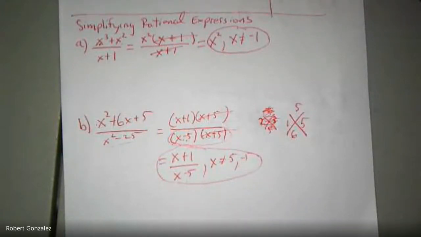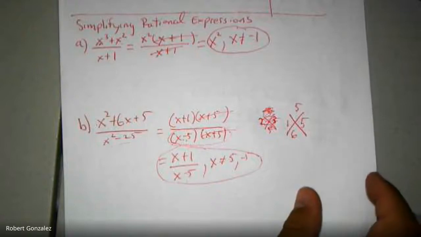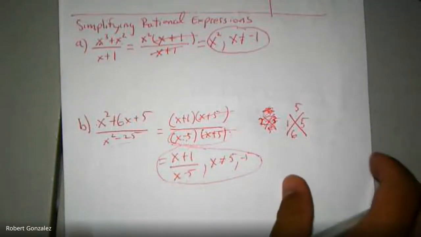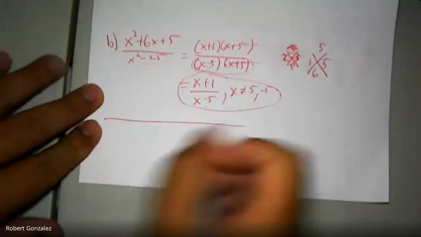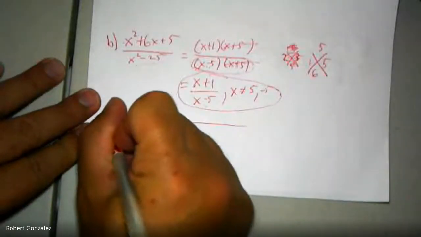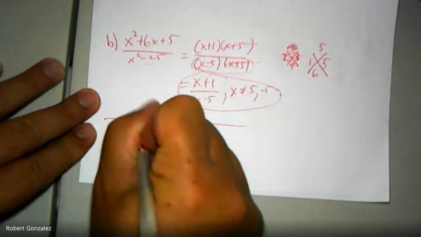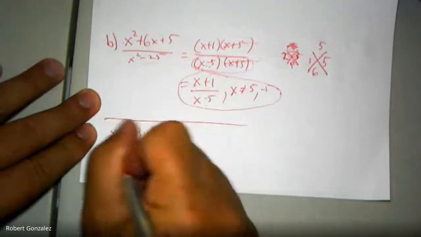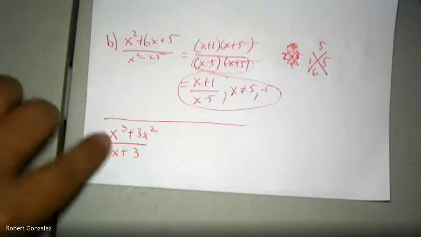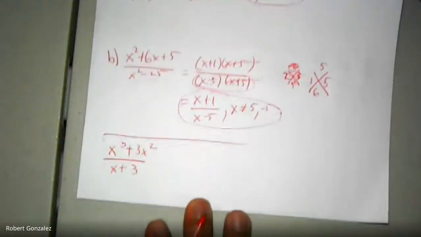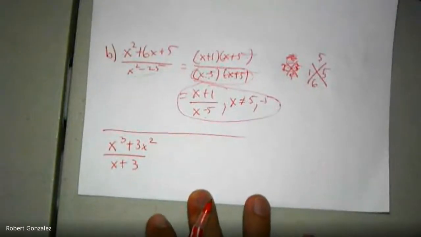I think I'm going to have you guys do one example of this. Let me get one right now. Okay. Everyone try this one. X cubed plus 3x squared over x plus 3. Simplify this one right here. I'm going to give you one moment. Factor the top, factor the bottom, cancel, and state the excluded values.